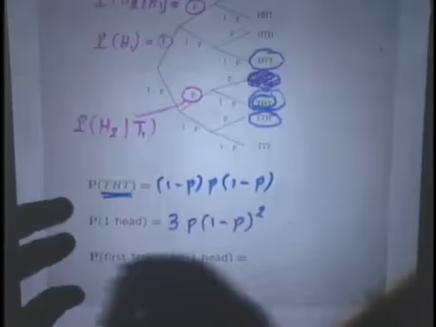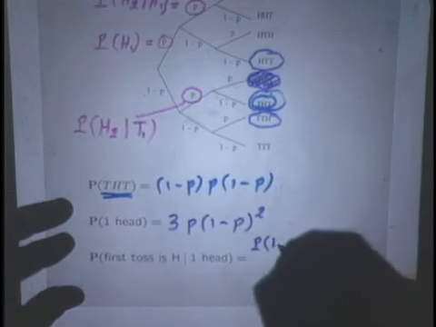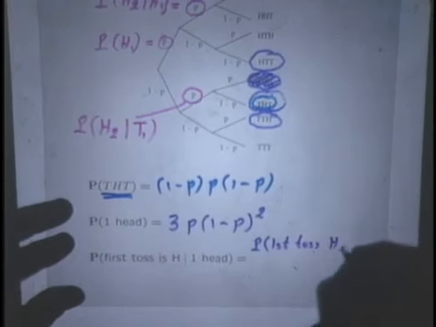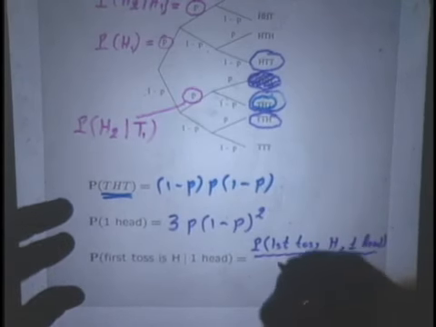So the definition of conditional probability tells us that the conditional probability is the probability of both things happening, that the first toss is heads and we have exactly 1 head, divided by the probability of 1 head.